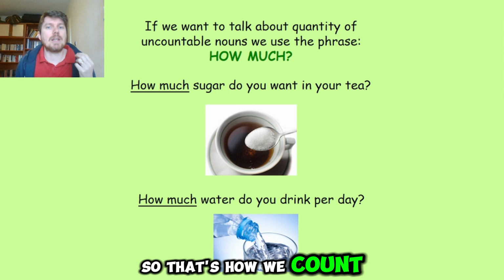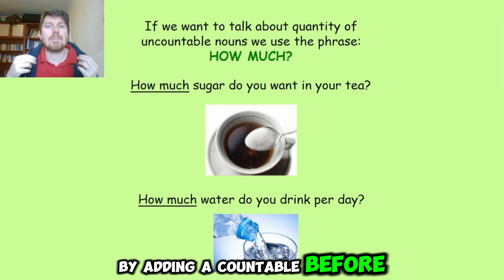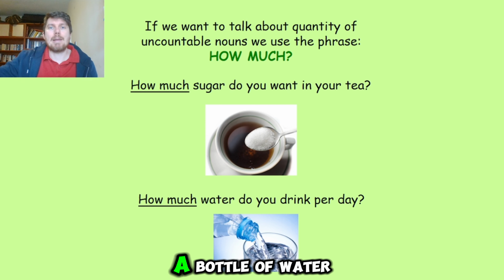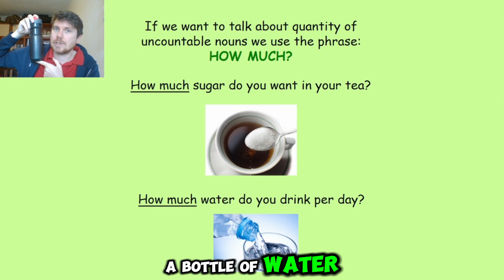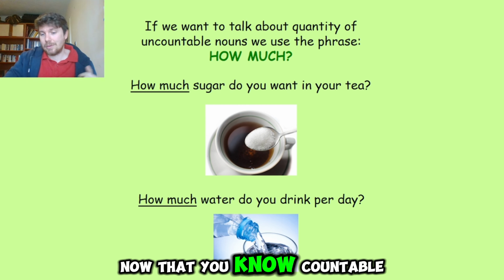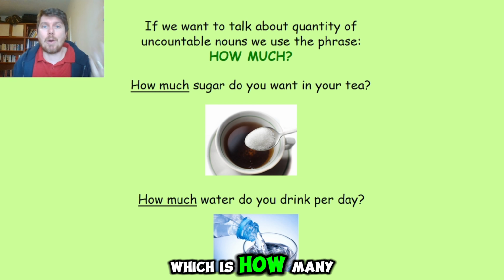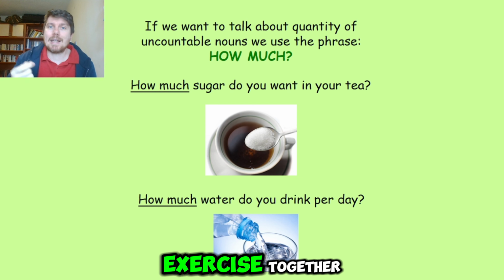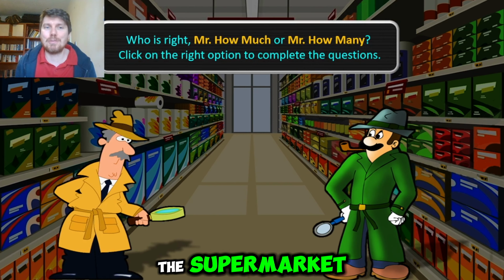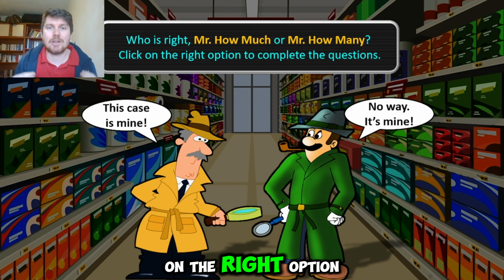So that's how we count the uncountable, by adding a countable before it. Something of something. Yes, a bottle of water. Perfect. Now that you know countable and uncountable, and which is "how much" and which is "how many," we're going to do an exercise together. We have a thief in the supermarket and we're going to click on the right option.